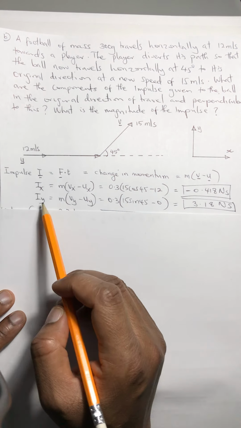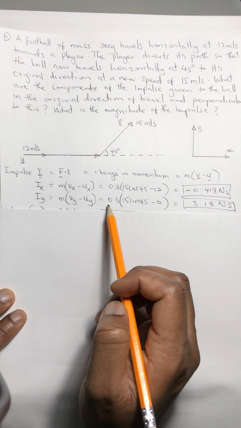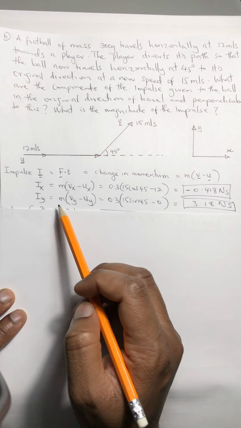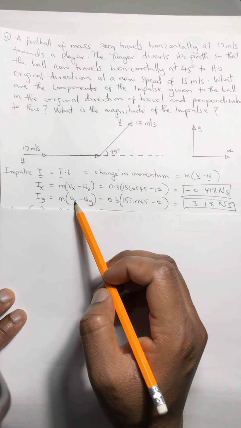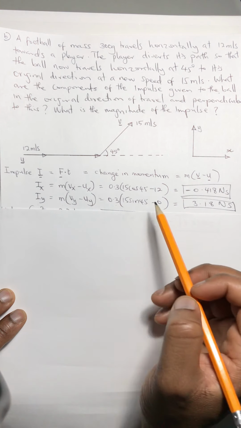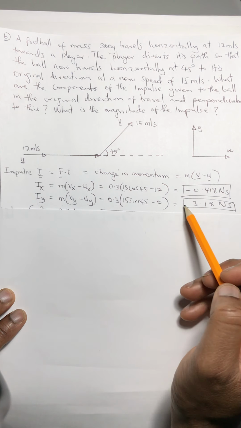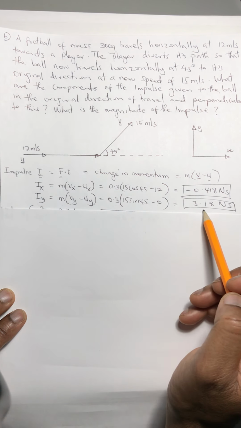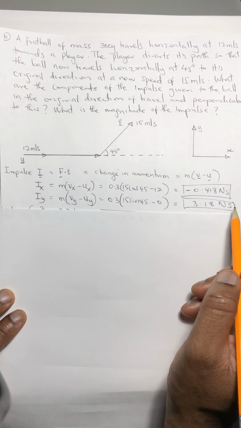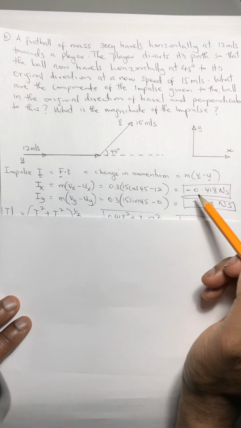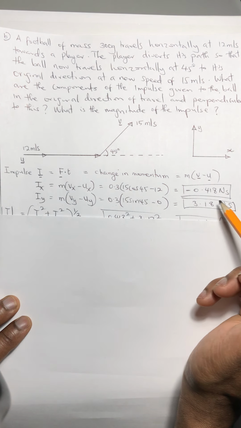Now, our vertical, Iy equals m(vy minus uy) equals 0.3, which is equal to mass, times our vertical reference, 15 sin 45 minus 0, which equals 3.18 Newton seconds. Now, we have our horizontal reference and our vertical reference being resolved.